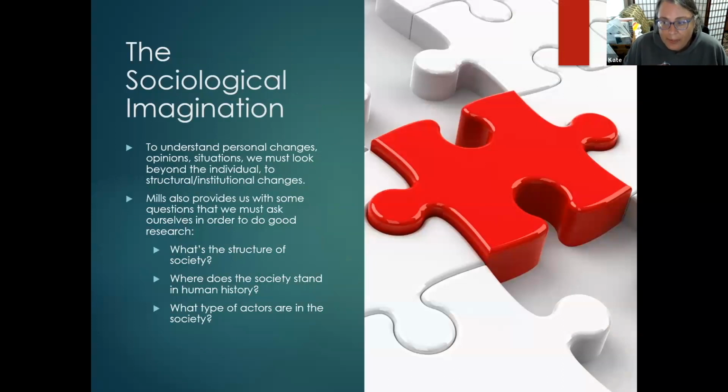So if you have time in the course of this class, I highly recommend that you look up a sociologist called C. Wright Mills. He wrote an astounding book called The Sociological Imagination. And the sociological imagination is basically a treatise on what sociology is and how we can use our sociological imagination to tap into sociological questions. So to understand personal changes, opinions, and situations, we must look beyond the individual to structural and institutional changes.